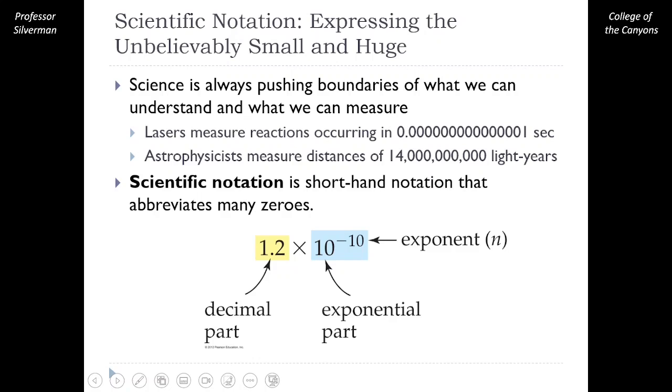In order to conveniently express the very large or very small numbers that scientists use, we need to introduce this idea of scientific notation. Scientific notation makes it much easier to parse or understand our values. Scientific notation has a decimal part and an exponential part. The exponential part sets the size of our number. The decimal part sets the specific value at that size.